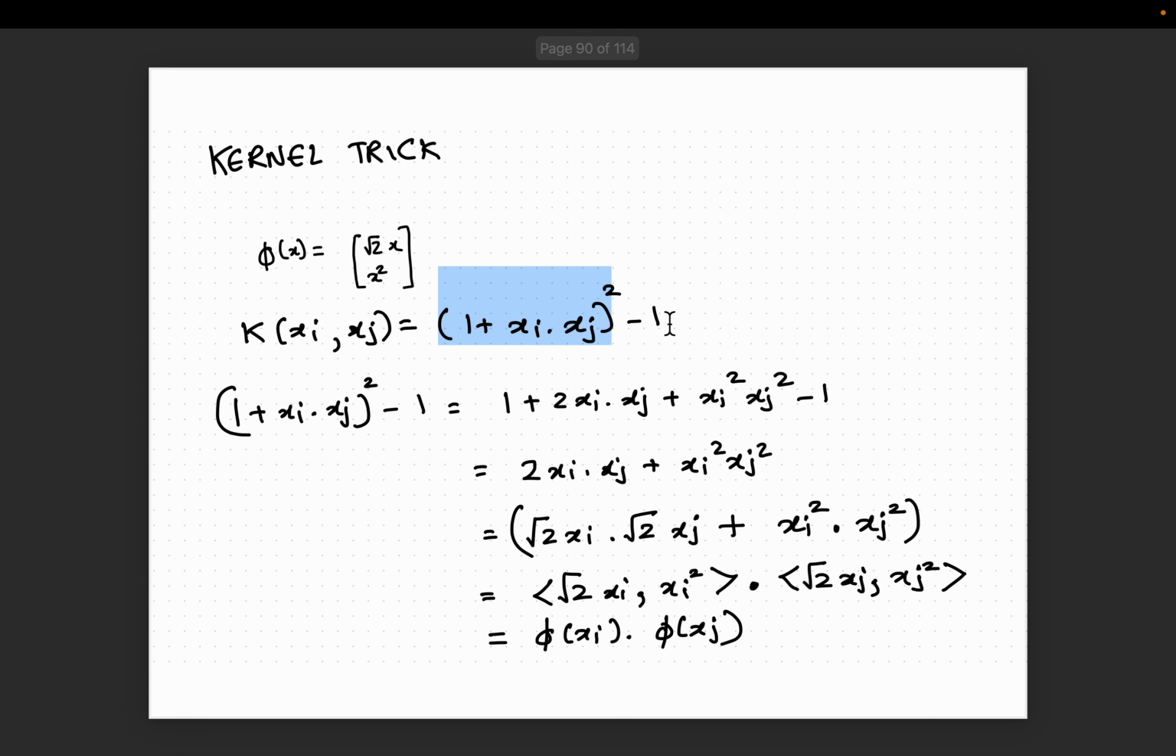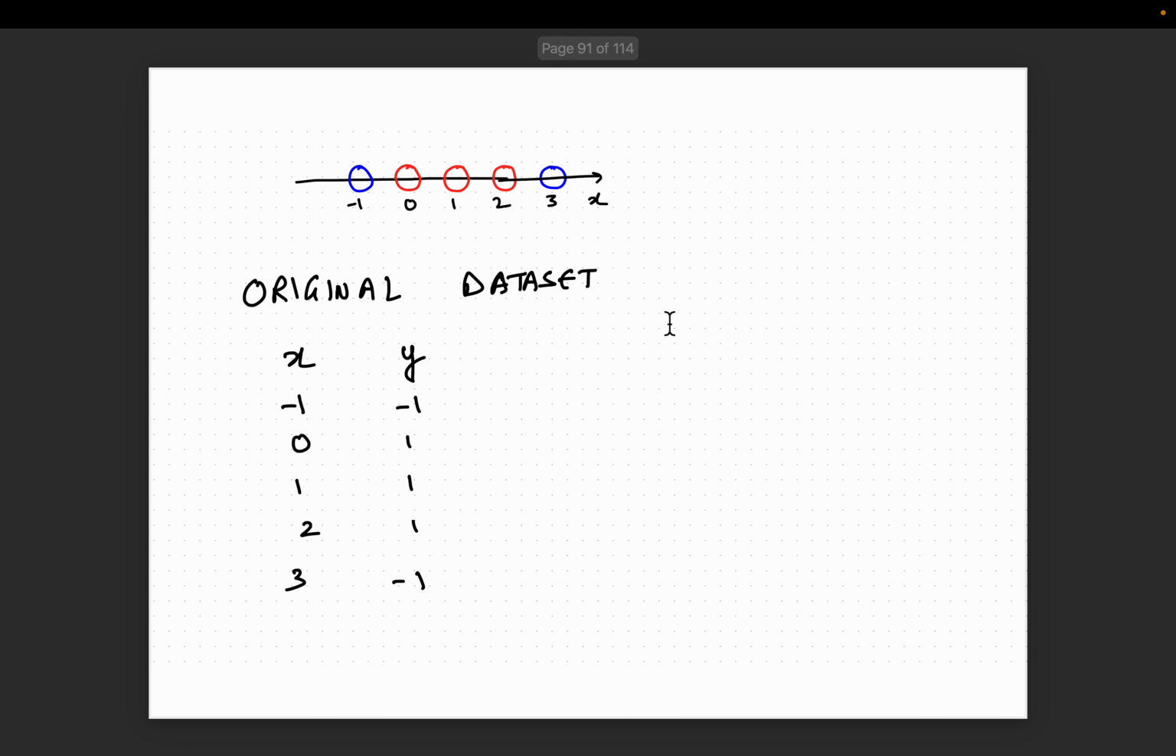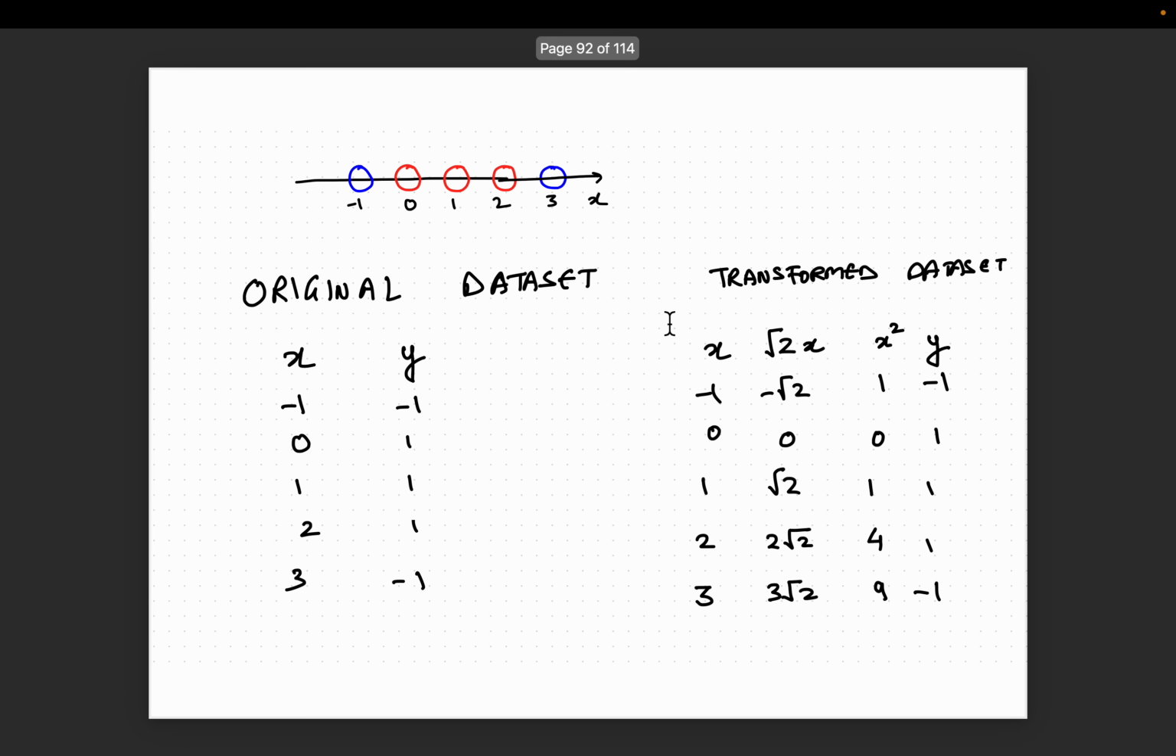So now we need to understand why we said that the kernel trick is a very useful trick and it saves us a lot of computation. Let's go back to the original data set, x = -1, 0, 1, 2, 3, and so on. Now let's transform it to a high dimensional space where the data becomes linearly separable. That transformation is x, root 2x, x squared. So this is the original dimension x = -1, 0, 1, 2, 3. We calculate one new dimension, which is root 2x, and another new dimension, x squared.